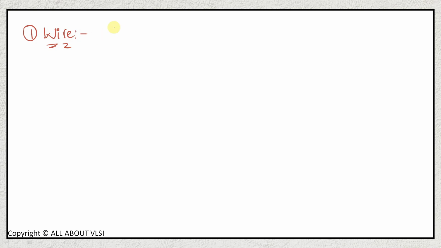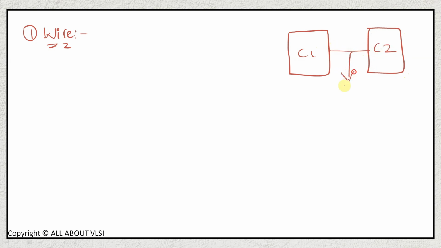First of all, let us try to understand what is meant by the wire data type. This wire data type is used to make the physical connections between your modules. Using this wire data type, we can connect multiple components. Let's say these are your two components, C1 and C2, and if you want to connect these two components, you are going to use a wire data type. Using this wire data type, you are not going to store any value.